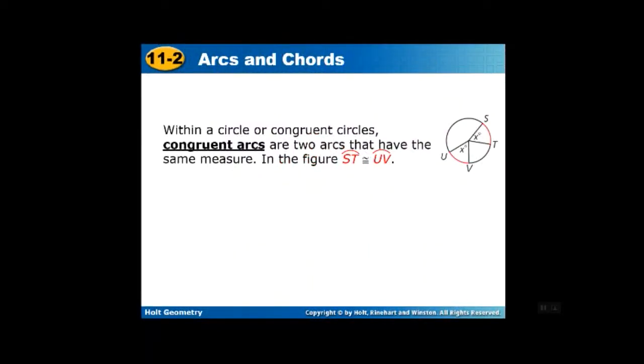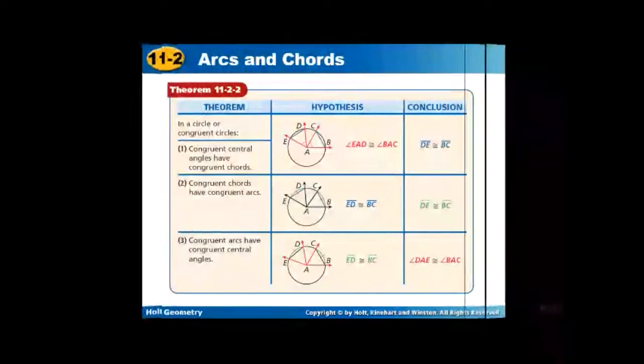Now within a circle or congruent circles, if we have congruent arcs, if ST is equal to UV, then the central angles are equal, x degrees and x degrees, as you can see. Or if the central angles are equal, then the corresponding arcs are also congruent, or the measures are equal.